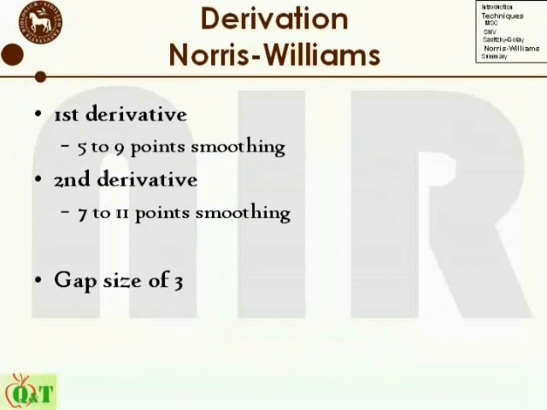As for Savitzky-Golay, the number of points used in the smoothing should be between 5 and 9 for the first derivative and 7 to 11 for the second derivative. In general, a gap size of 3 seems to give good estimates of the derivative.